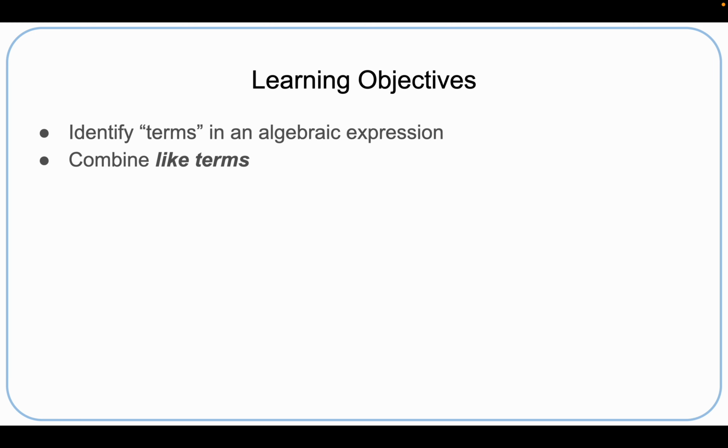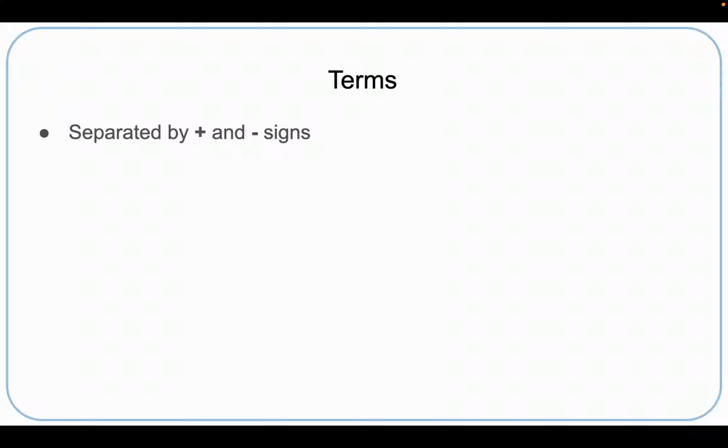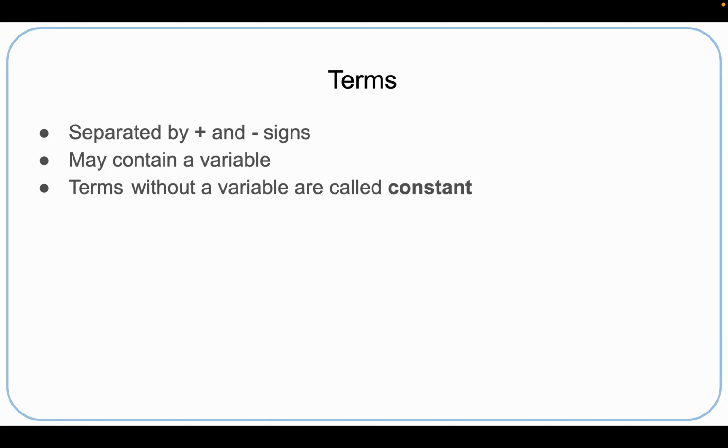Our learning objectives today are to identify terms in an algebraic expression and then to combine like terms. So what are terms? Well, terms in an algebraic expression are separated by plus signs and minus signs. They may contain a variable, and terms that do not have a variable are called a constant. Just like a number by itself is a constant because it never changes.